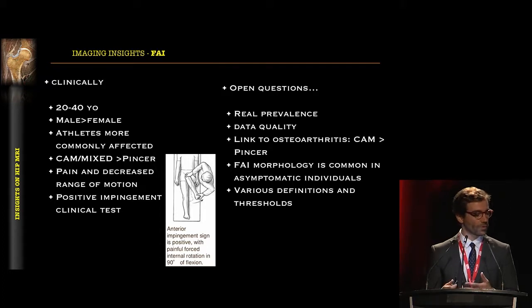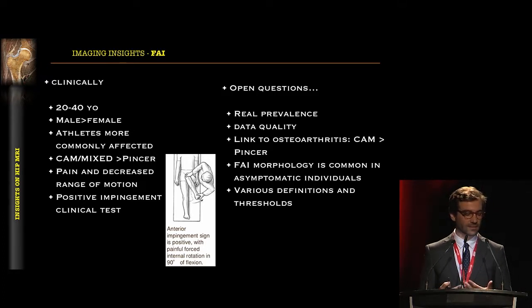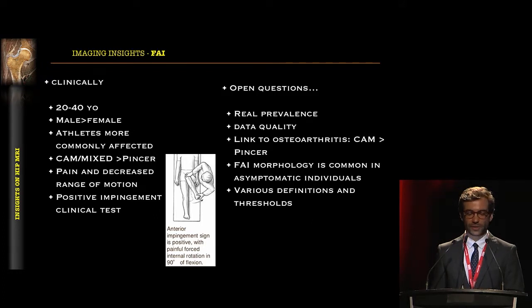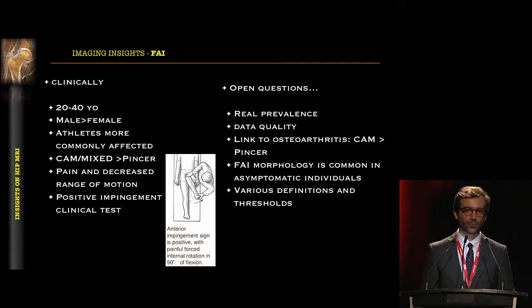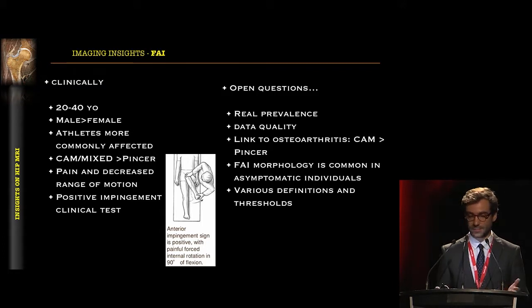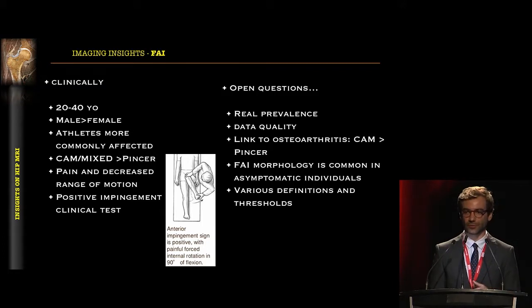There are some open questions about the real prevalence of the disease, and there are some doubts about the data quality. The link to osteoarthritis is well established with the CAM deformity, but not so well established with the pincer deformity. Furthermore, it's very common in asymptomatic individuals to have the morphotypes that are associated with the impingement, and there are still some definitions to be made and thresholds to be found.